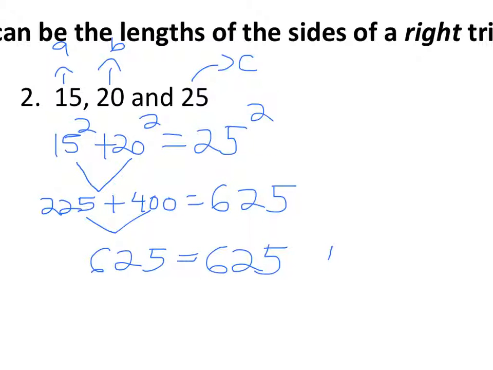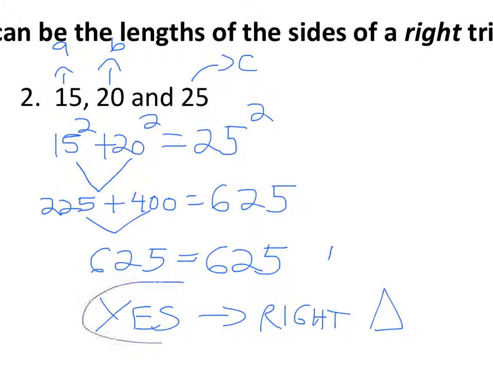So since this is true, we've proven that a squared plus b squared equals c squared. So we say at the end that yes, we have a right triangle. So if you formed a triangle with those side measures, 15, 20, and 25, one of those angles is going to be 90 degrees.